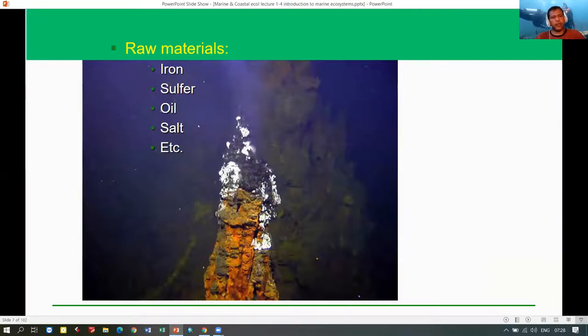Not only that, on the other hand, we can extract some raw materials from the marine environment as a resource, but these resources can be iron, sulfur, some salt, for example, but these are not really biological material, except the oil, right? As you can see here, the oil and gas are actually biologically built material, but others are actually not biologically built, right?